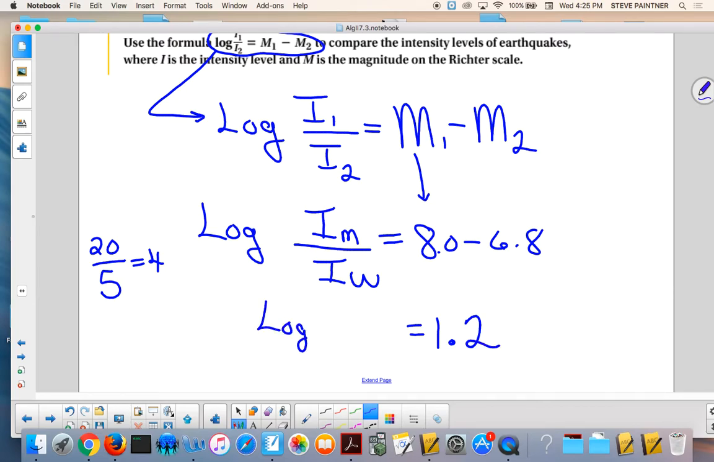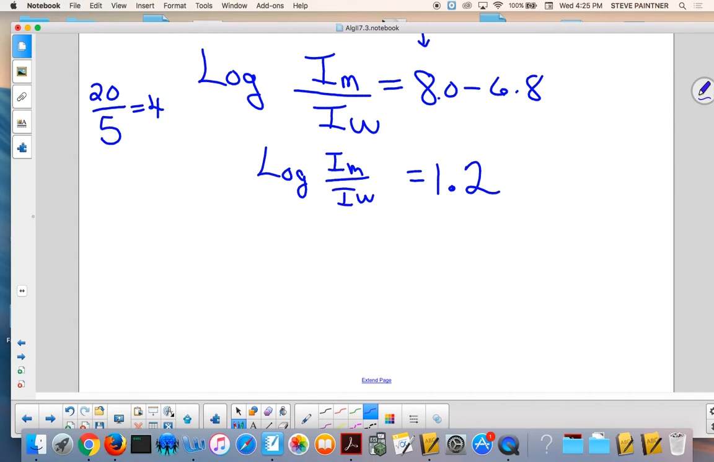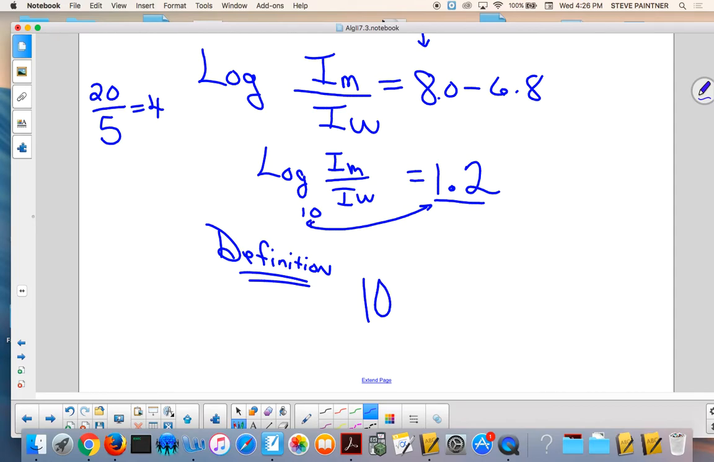And here it says log of the intensity of Mexico compared to the intensity of Washington. If you look at this equation, it's a log equation. But if I follow the definition of log, it says take the base and raise it to the exponent. The exponent is right here. So the question becomes, what's the base? Because you don't see a base, the base is 10. It's known as the common log. So take 10, raise it to the 1.2 power, because that's what the definition says, and that should give you the comparison of the earthquake in Mexico to the earthquake in Washington. So how many times larger or more intense was it?